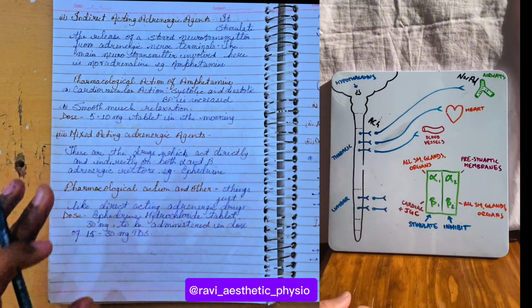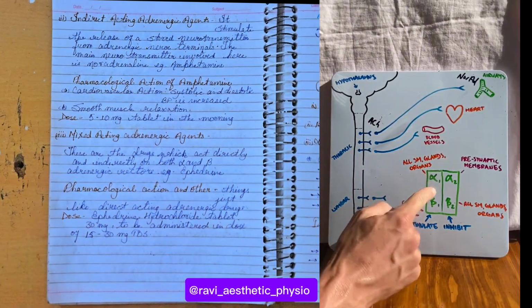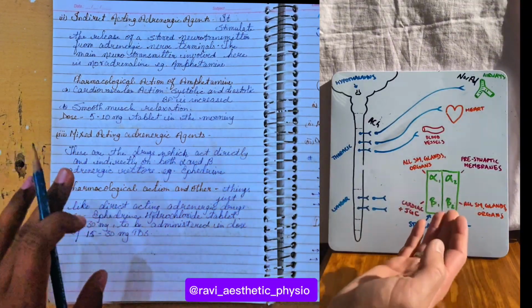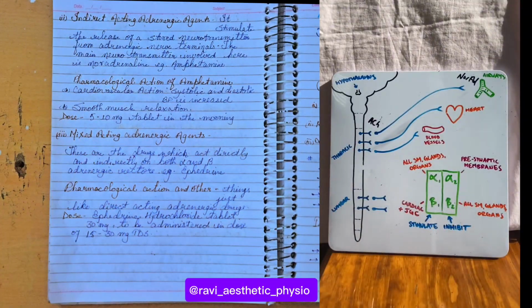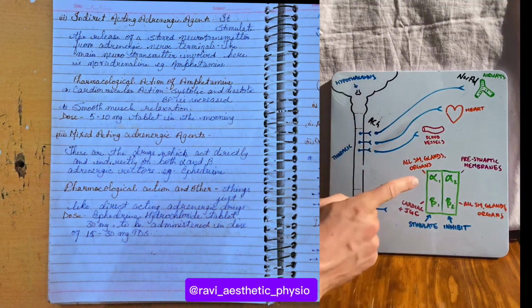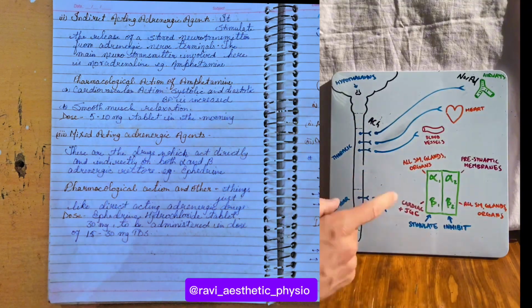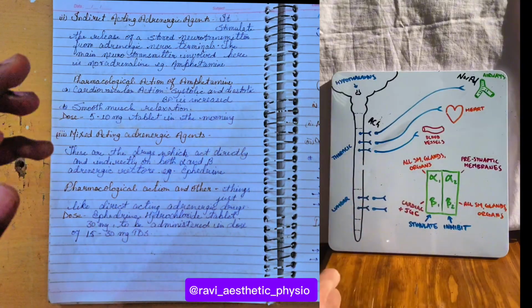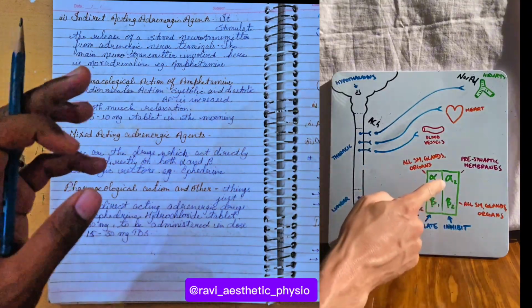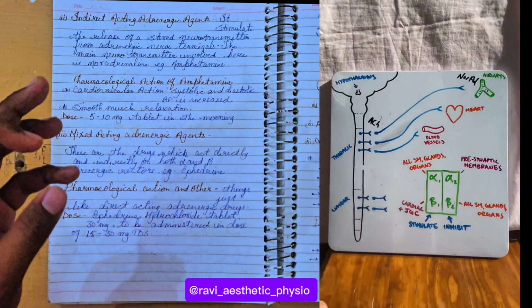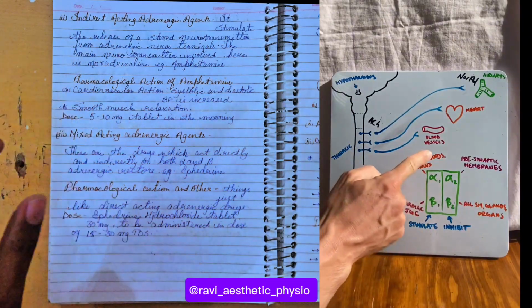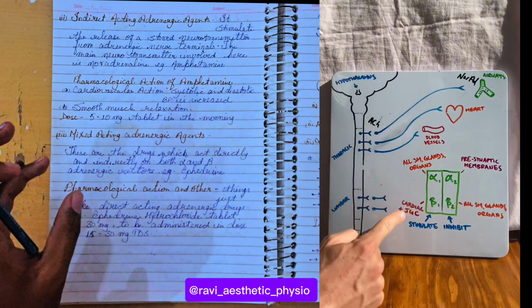Next is the mixed acting adrenergic agent. These are drugs which act directly or indirectly on both alpha and beta adrenergic receptors, like epinephrine. If a patient is taking this medicine, both direct and indirect action will show in our body. So what is the pharmacological action? The things shown by direct acting and indirect acting adrenergic drugs in the body also happen with mixed acting adrenergic agents.